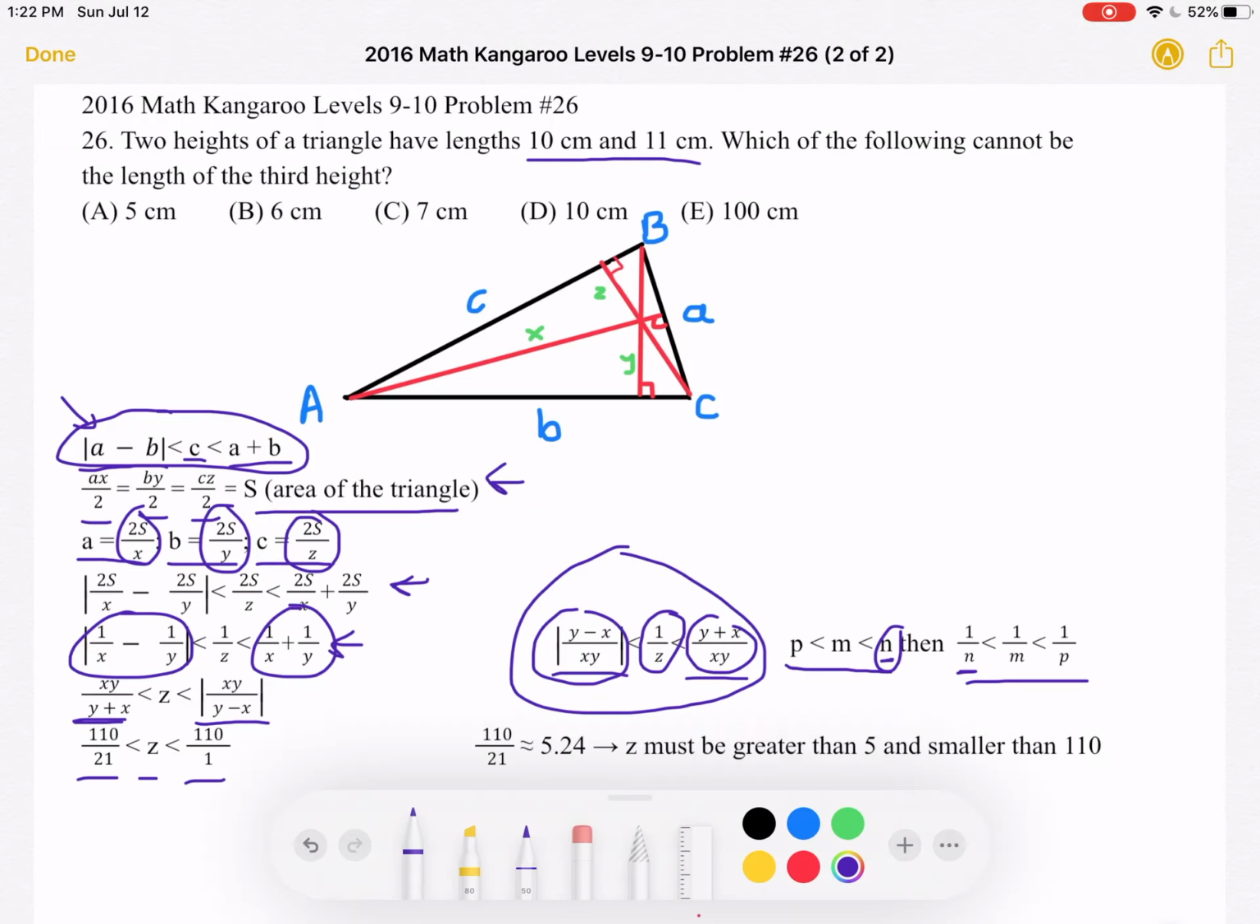So let's look at the lower bound. We know that z must be greater than 110 over 21, which we can see is greater than 5. It's about 5.24, which means that z must be greater than 5 and must be smaller than 110. So if we look at our answer choices, we see the only number that does not fit in this inequality is answer choice A, because we know that z must be greater than 5.